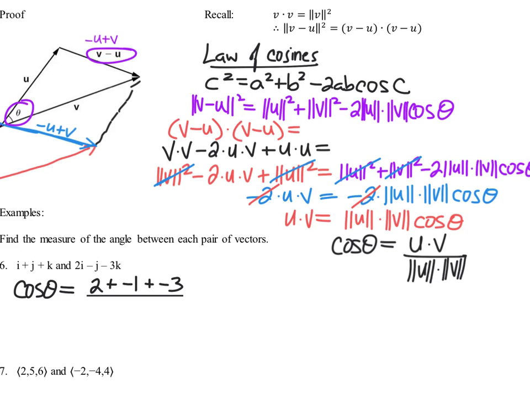Then we could sum that out in a sec, but the bottom would be the magnitudes of each. So the sum of the squared values under a radical. So we're going to have 2 of those. 1 squared plus 1 squared plus 1 squared is 3. So the square root of 3. 2 squared is 4. 1 squared is 1, plus 4 is 5. And then 3 squared is 9. 9 plus 5 is 14.